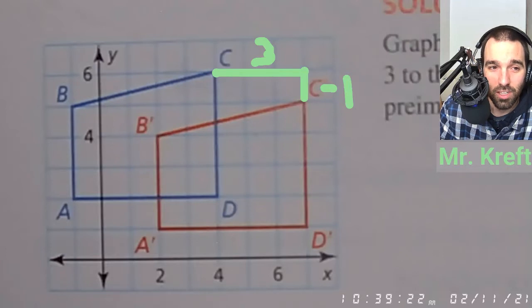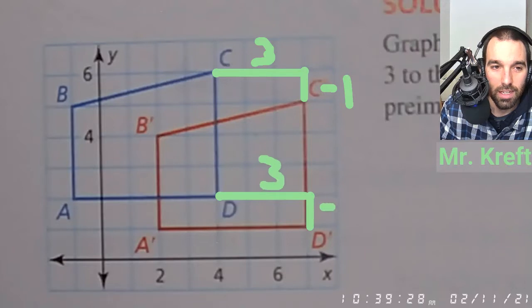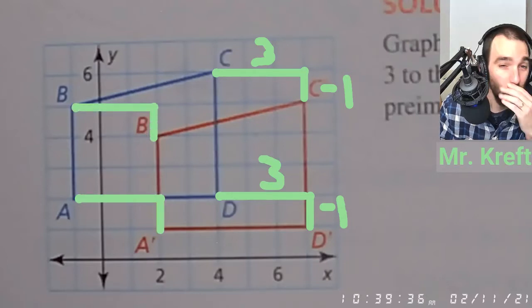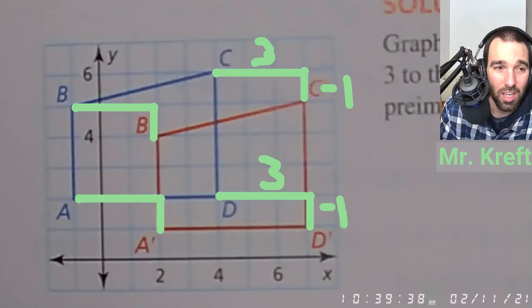1. Now, we can double check some other ones, right? If I'm at D, I'm going to go right some amount and then down. So I'm going to go right 3, down 1, right? And then if I'm at A, I'm going right 3, down 1. If I'm at B, I'm going right 3, down 1. So notice, we're keeping the shape, right? We're taking this blue shape. We're moving it to the red shape.